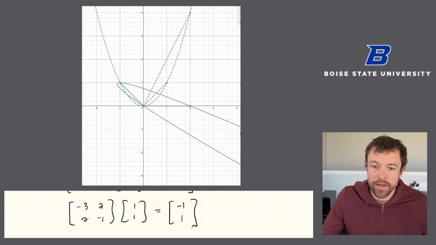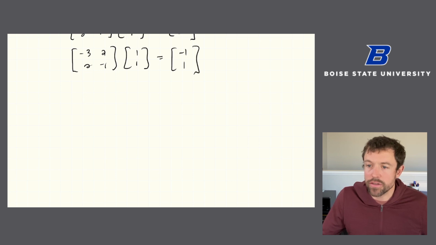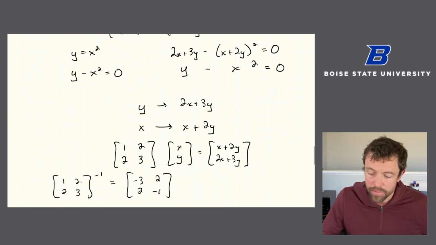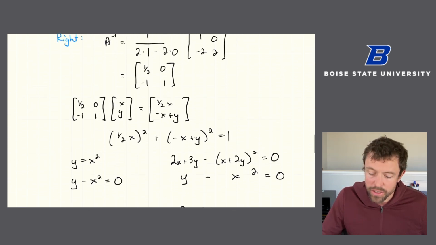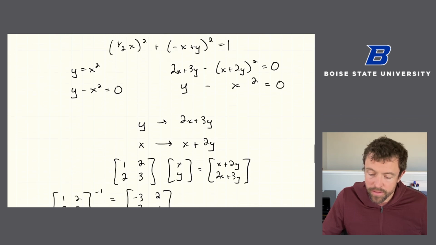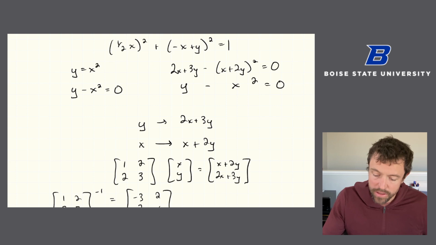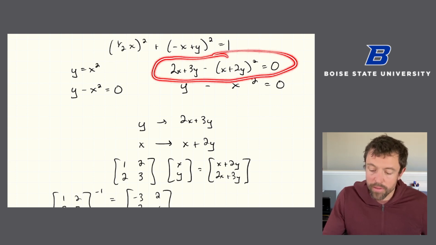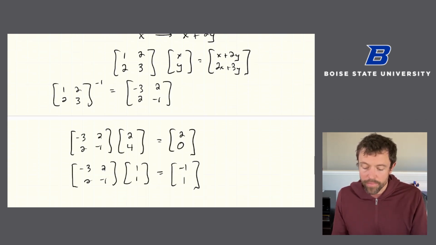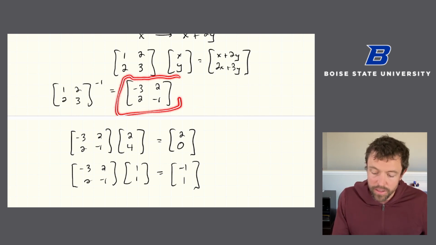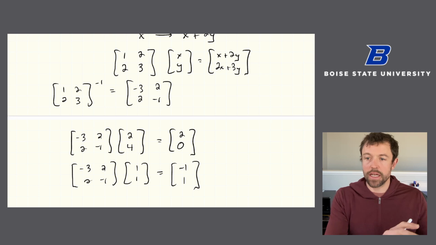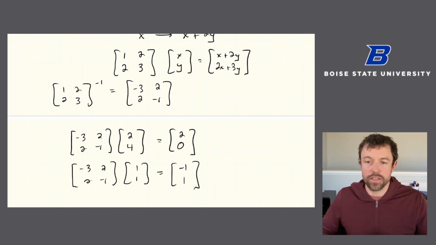The takeaway here is that we can go the opposite direction of what we talked about previously. If we have an equation, like this wild looking parabola, I can figure out the matrix of the linear transformation that takes the standard parabola and turns it into this crazy looking parabola.